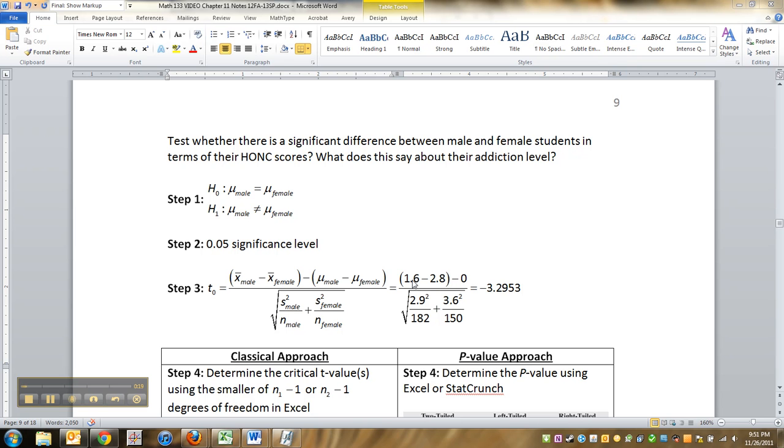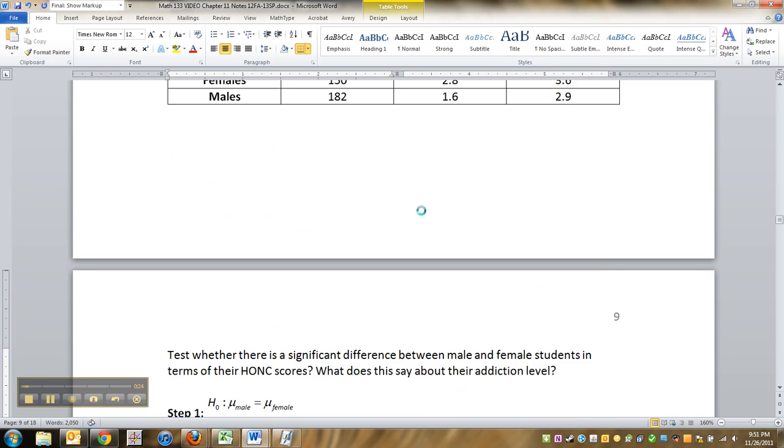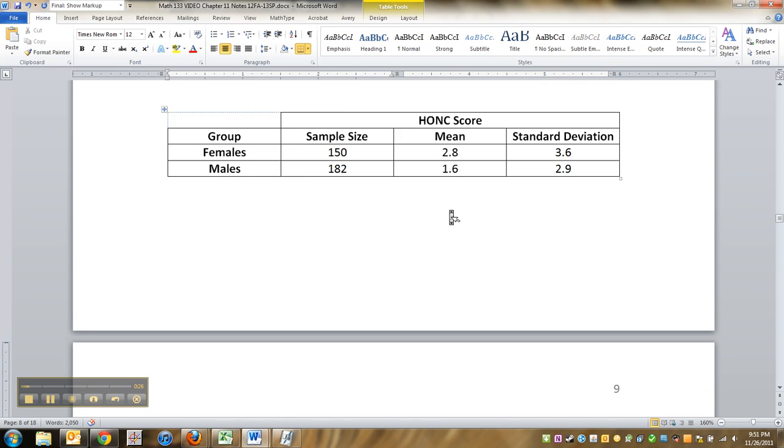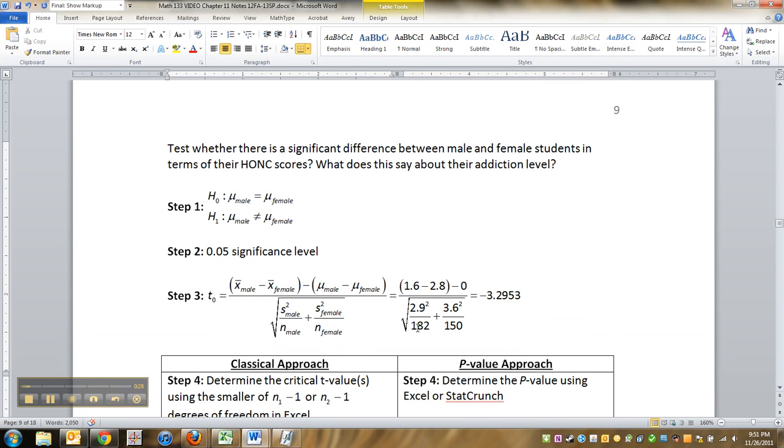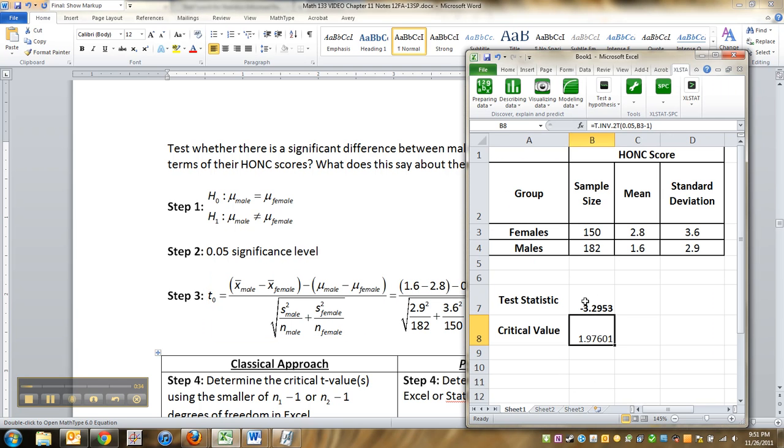And then I took the difference in the x bars. The x bar for male was 1.6, the x bar for female was 2.8. It all came from this table right here. And then 2.9 squared and so on. And then you're thinking, okay, where did the negative 3.29 come from? Well, that's what my glorious Excel is for, right here.